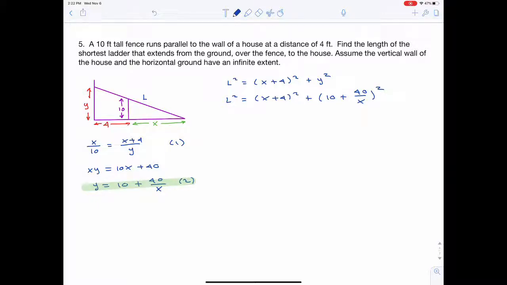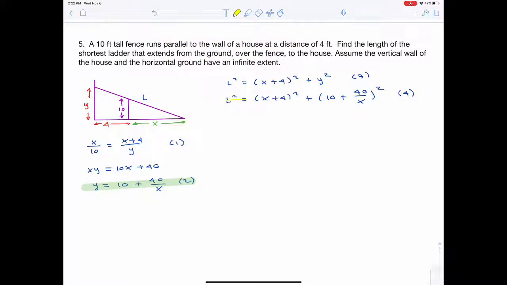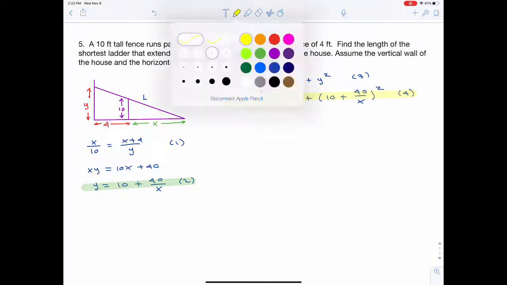Let's do some numbering here. Let's call this equation 3 and this one equation 4. Equation 4 is obviously the big one, because equation 4 is what we were trying to minimize or maximize. I'm going to highlight this in yellow because this is our important equation. This is what we're going to try minimizing or maximizing, in terms of those x values.